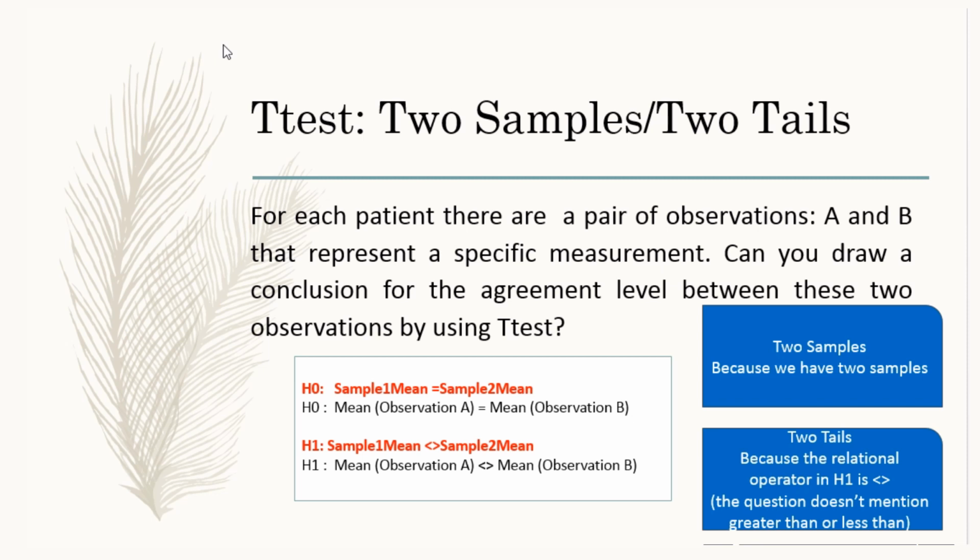As you see in this question, we have two samples, observation A and observation B. And this question is two tails, because the question does not mention greater than or less than, so the relational operator in H1 does not equal. We write H0, which is sample 1 mean equal to sample 2 mean for the two samples, and H1, sample 1 mean does not equal sample 2 mean.